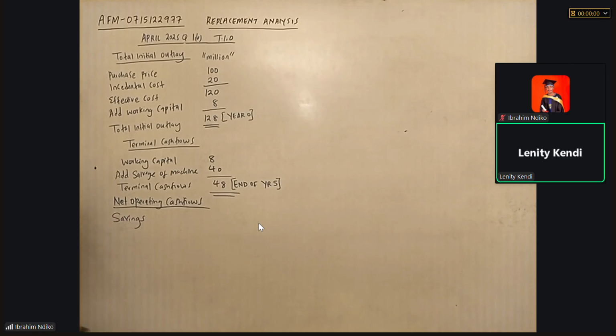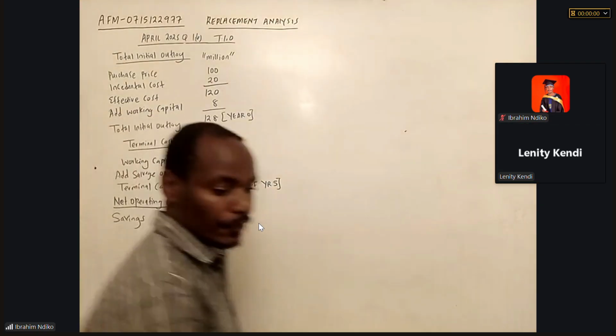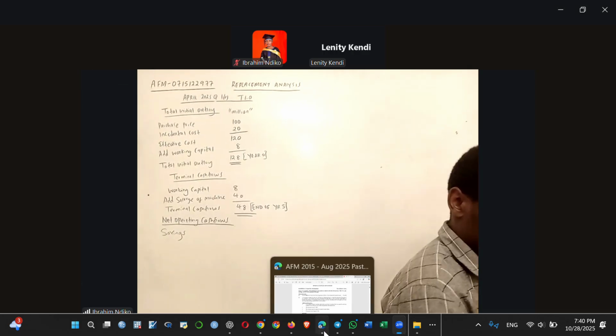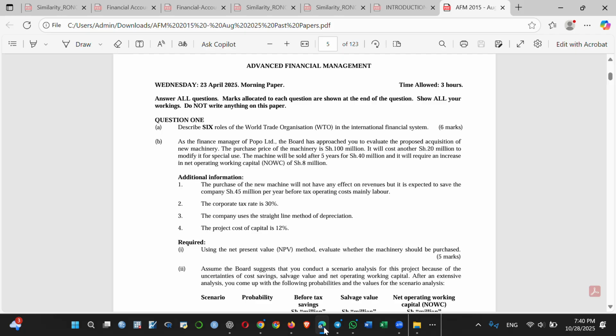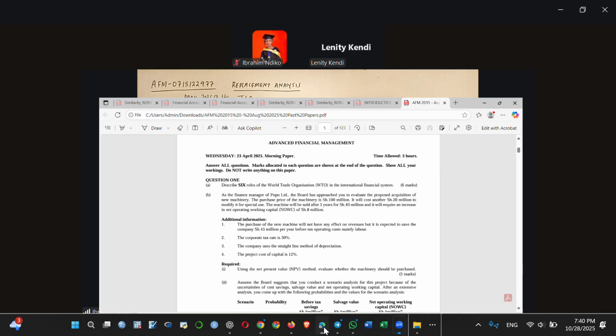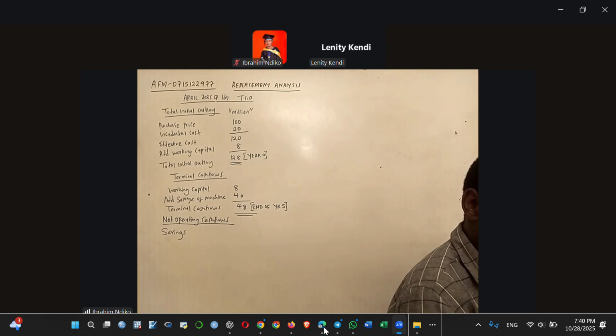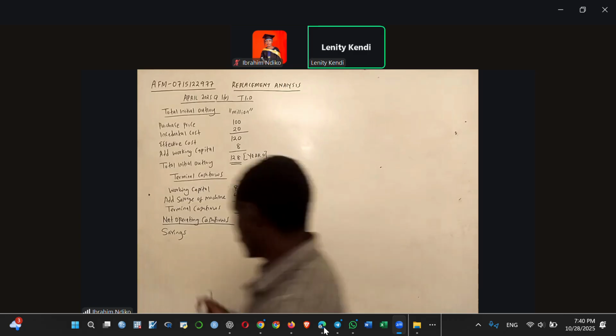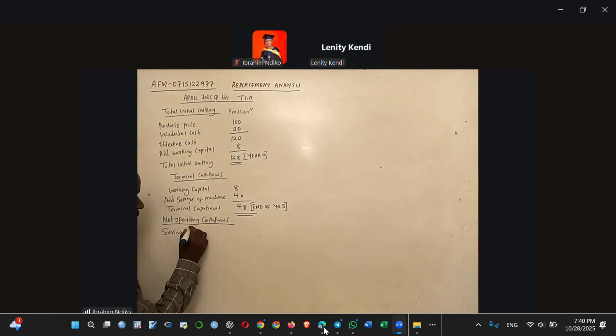Let me check. The company will save an amount. Now that savings is the revenue to the organization, the revenue in form of savings. Information number 1: the purchase of the new machine will have no effect on the revenue, but is expected to save the company 45 million per year. So this one is the savings before cost, before tax.